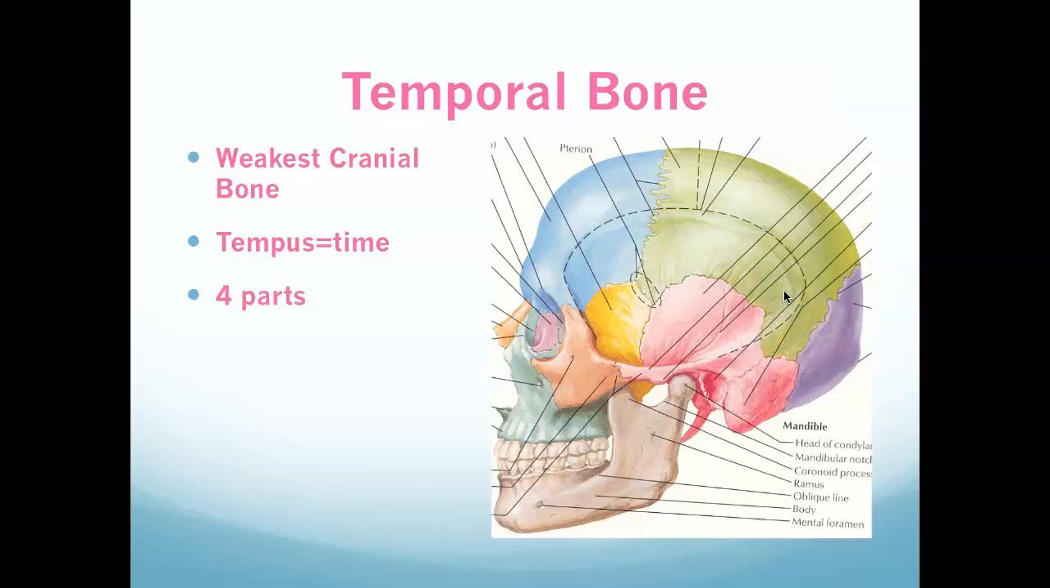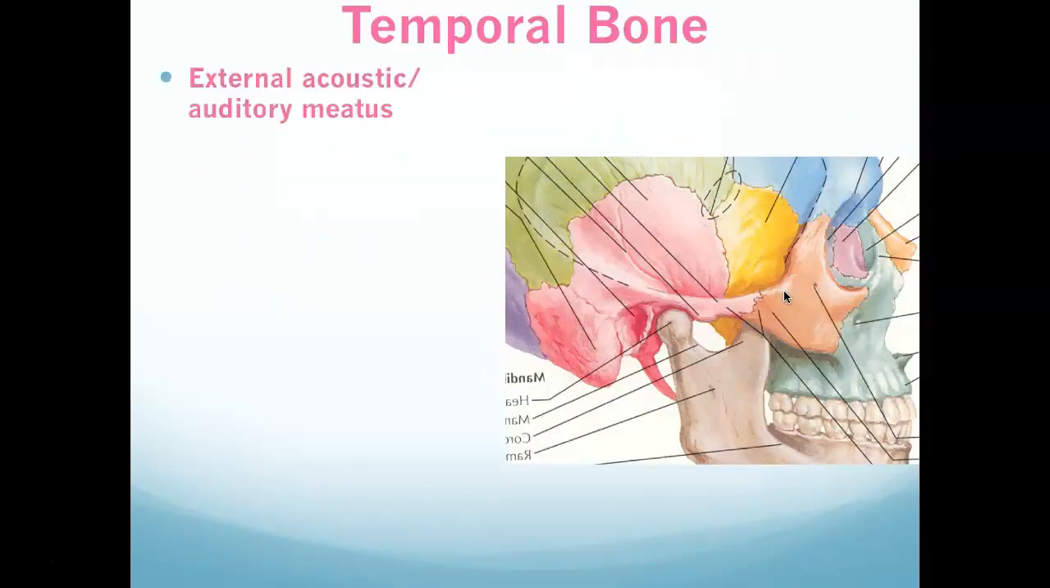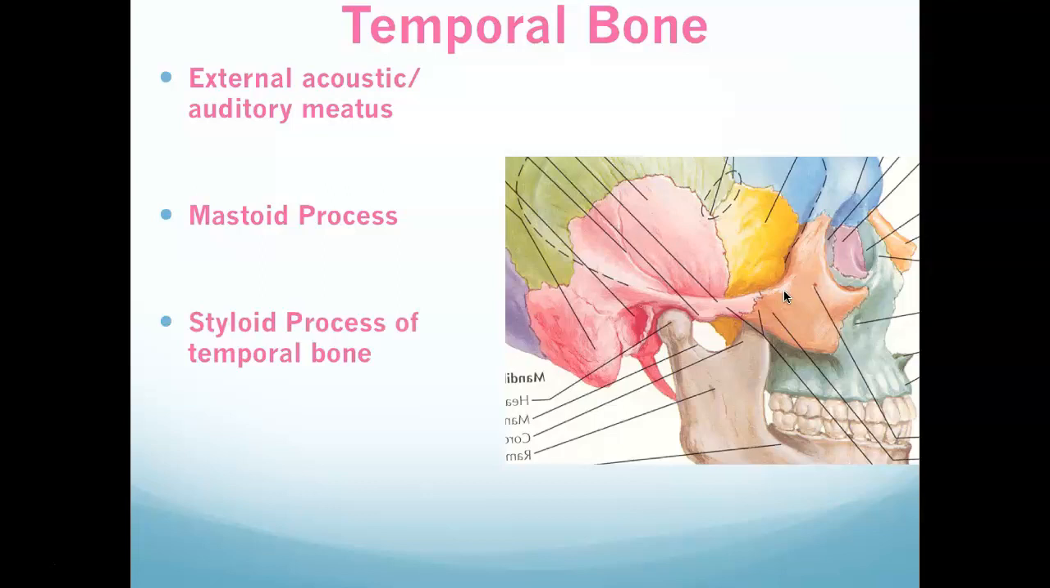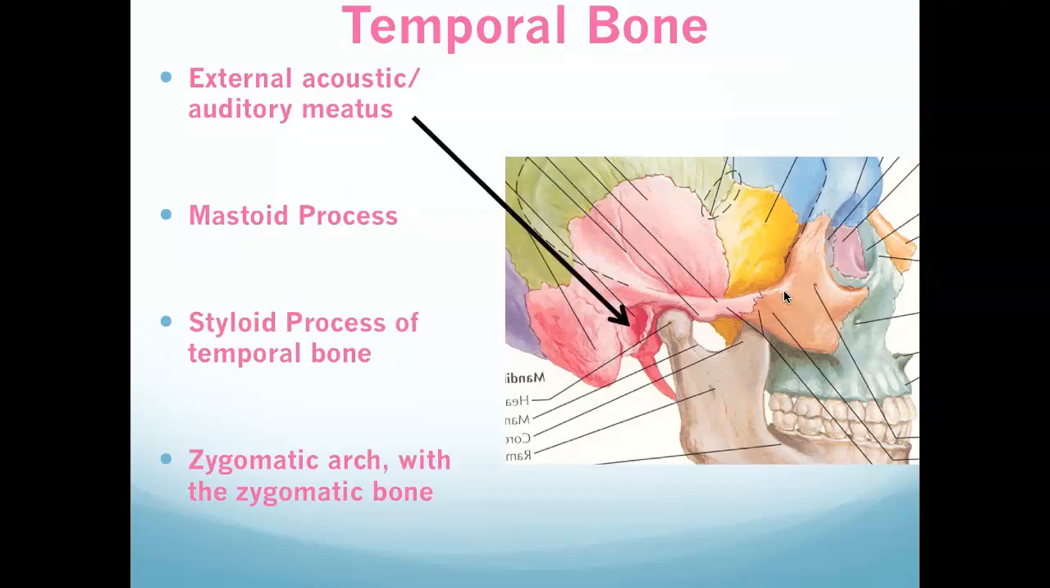So there are 4 parts on our temporal bone. First we'll discuss the external acoustic auditory meatus, then the mastoid process, styloid process of the temporal bone, and the zygomatic arch with the zygomatic bone. So here we see an opening. It almost looks like a hole on the skull, but it's actually a canal. The word meatus means canal, and that's why it was named so.